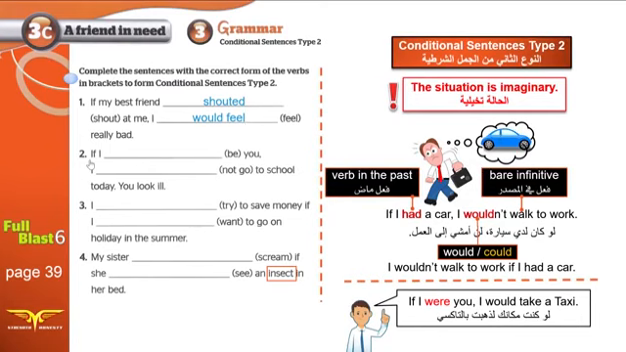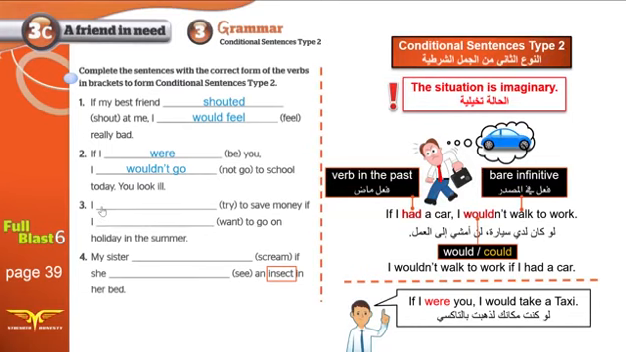2. If, again, verb in the past. If I, okay, what is the past of be, was and were? Do we say if I was you, or if I were you? If I were you, if I was in your place, I wouldn't, negative, wouldn't go to school today. You look ill. You look sick. Stay in bed.